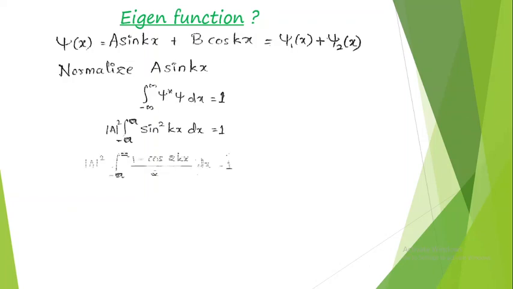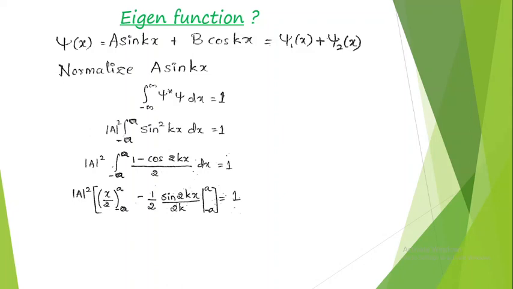In order to solve this integral, use the general formula sin square kx is equal to (1 minus cos 2kx) divided by 2. Separately you can integrate: the integration of 1 by 2 will be 1 by 2 into x for the limit minus a to plus a, minus 1 by 2 as it is, and the integration of cos 2kx will be sin 2kx divided by 2k, that is the constant. Again the limit is from minus a to plus a. Here the k value is nothing but n pi by 2a. So when you substitute it, you get sin n pi. So the constant into sin n pi will be equal to 0, because in place of x you are substituting a and minus a. So finally you get the second term equal to 0.